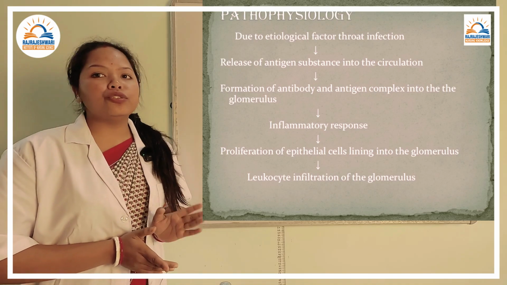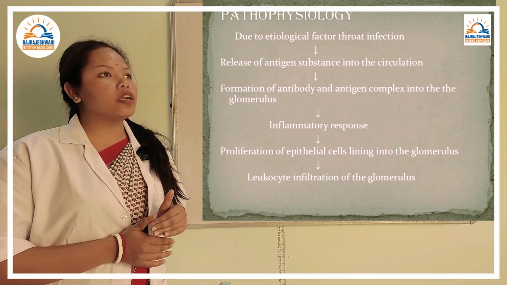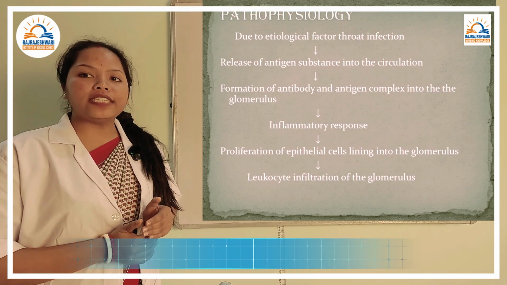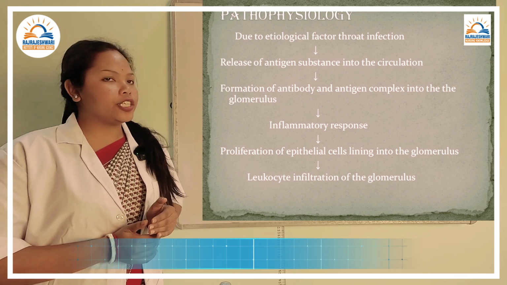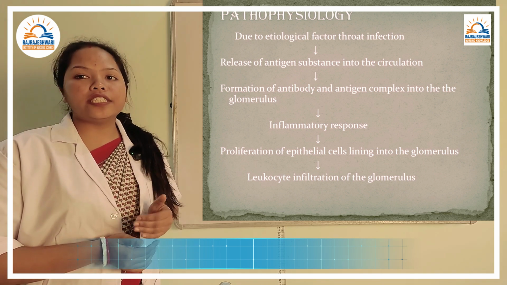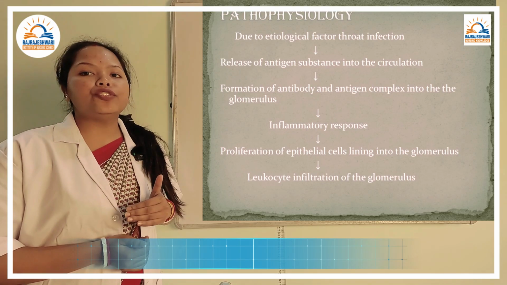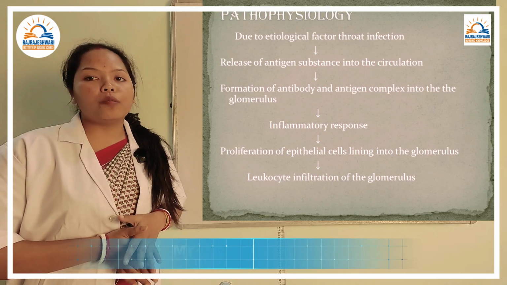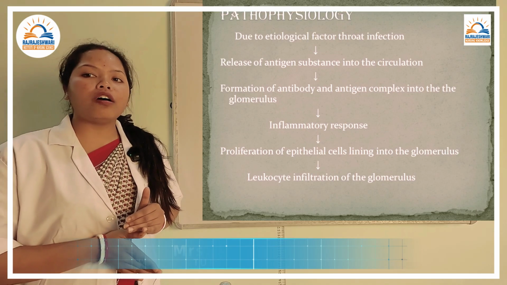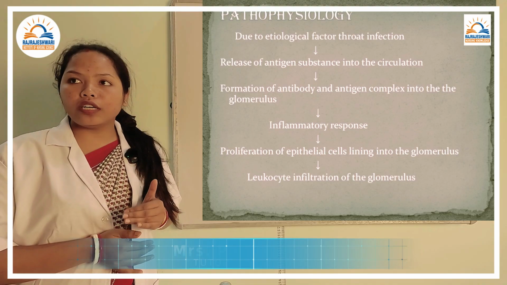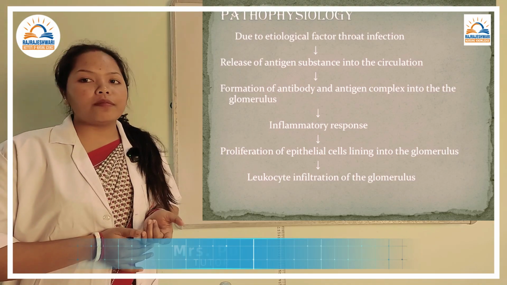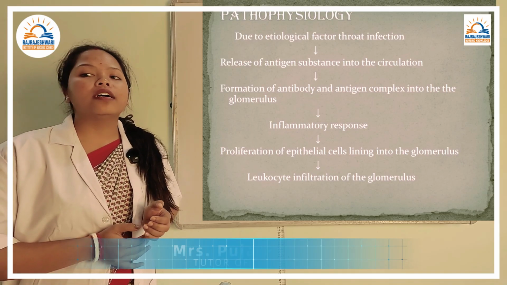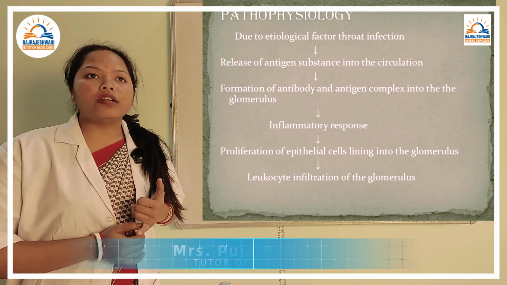So first, due to etiological factor, throat or skin infection may occur. Then it can lead to release of antigen substance into the circulation. Then after releasing the antigen substance, it can lead to formation of antibody and antigen substance into the glomeruli. Then due to formation of antigen and antibody complex into the glomeruli, it can lead to inflammatory response, that is body's vital non-specific defense against injury or infection.